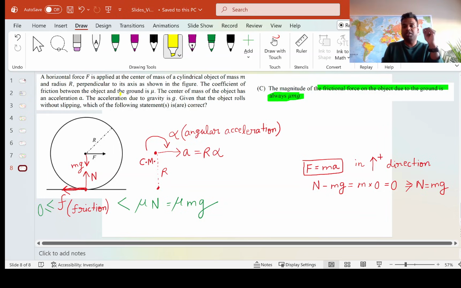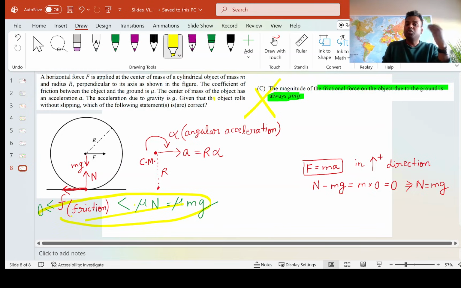And in the last option C, the magnitude of the friction force on the object due to the ground is always mu mg, which we already established that friction will be between 0 and mu N. So C is also wrong. Now understand something, that because of this friction, the maximum limit on friction, if you keep increasing the F beyond the limit, it cannot be rolling without slipping. It will start slipping.